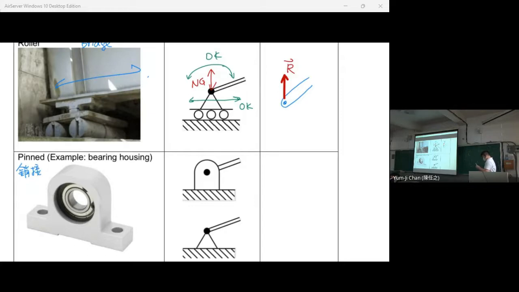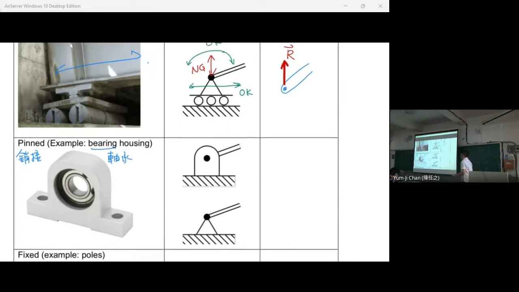And this one is bearing. For this type, we usually fix it to the ground here, and you can rotate it. So you put something here that you can rotate. For this type, the symbol in statics or mechanics of materials is this one or this one.